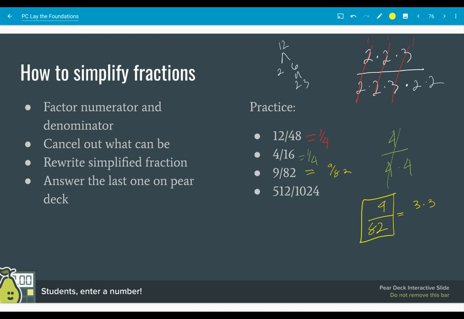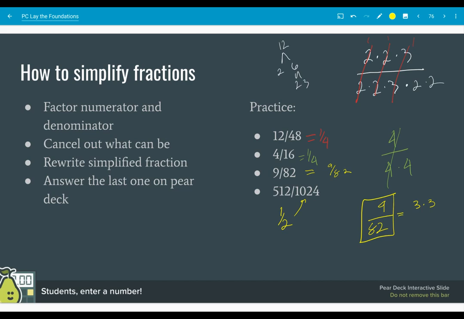And then we do the same procedure for 512 over 1024. I recommend pausing the video here and giving this one a try, and when you're ready, pressing play. So 512 over 1024 works out to be 1/2.